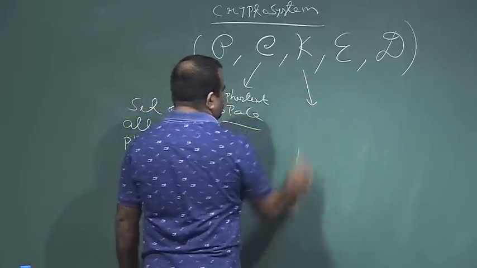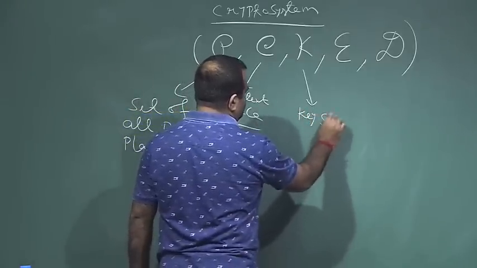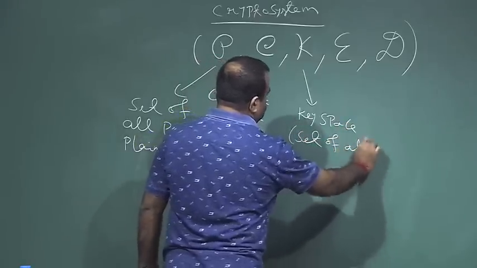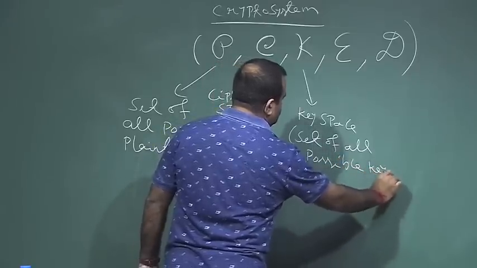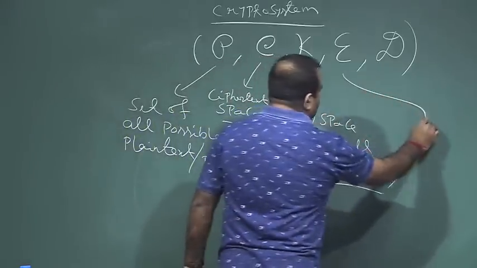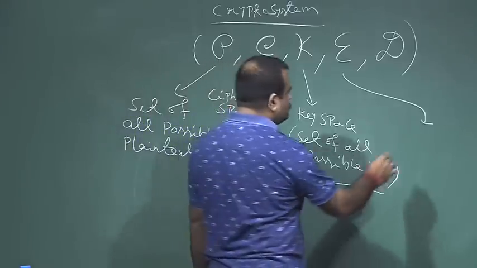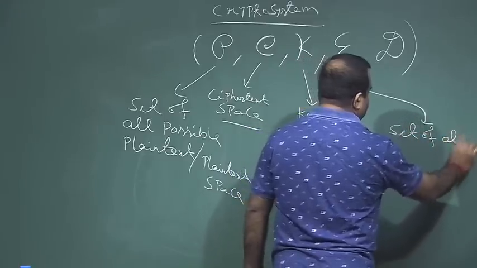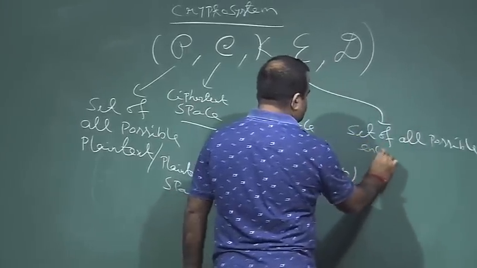And this is the key space, that means the set of all possible keys. And this is the set of all possible encryption algorithms, or possible encryption functions.